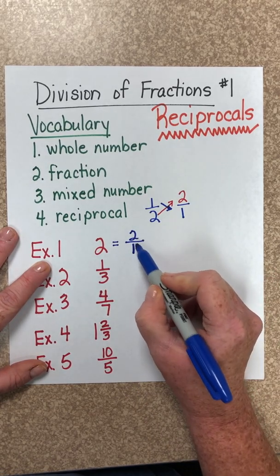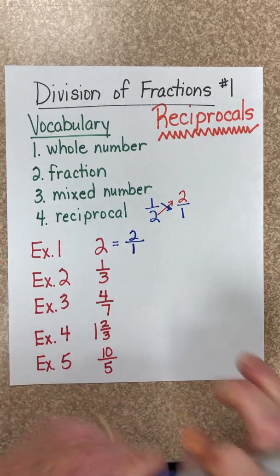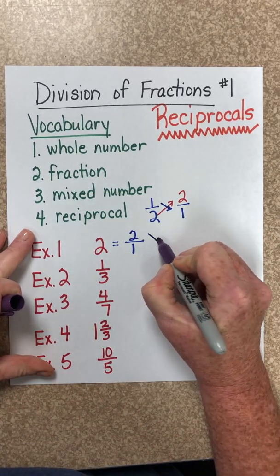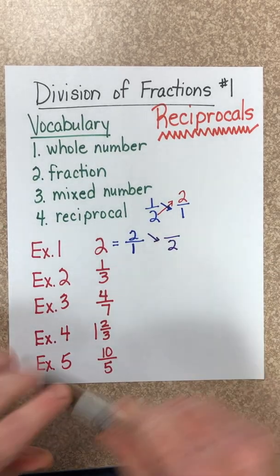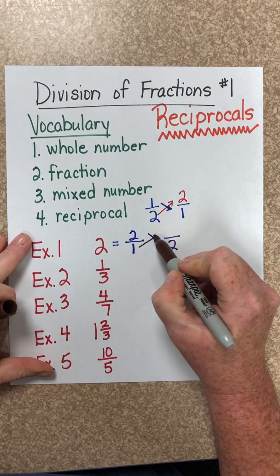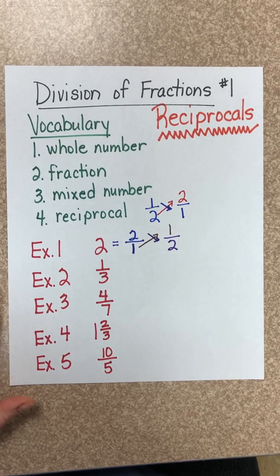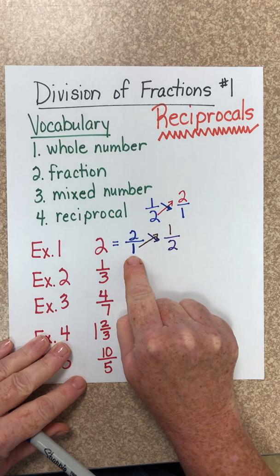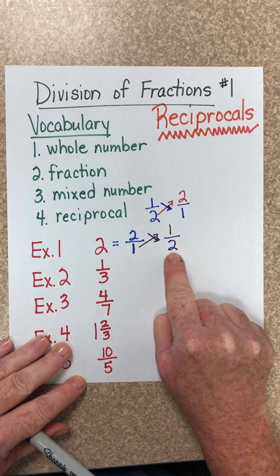Now we want to take 2/1 and write its reciprocal, which means the numerator is going to go down to the denominator, and the denominator will move into the numerator's place. Two is the whole number. 2 over 1 is the equivalent fraction. Flipping the fraction, 1/2 is now the reciprocal.